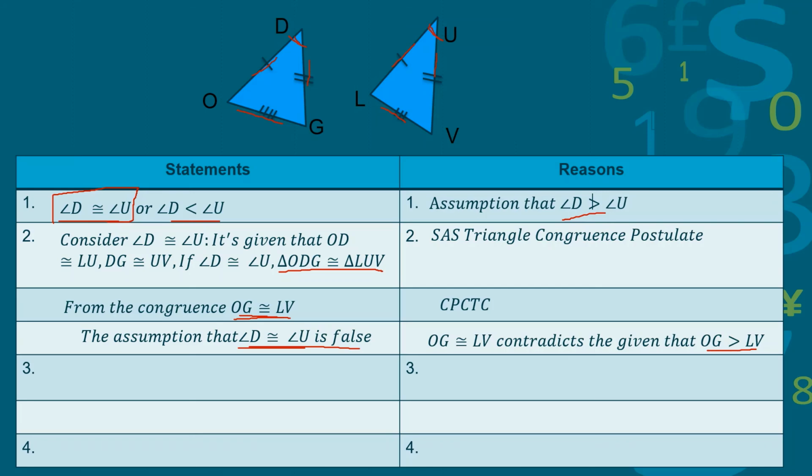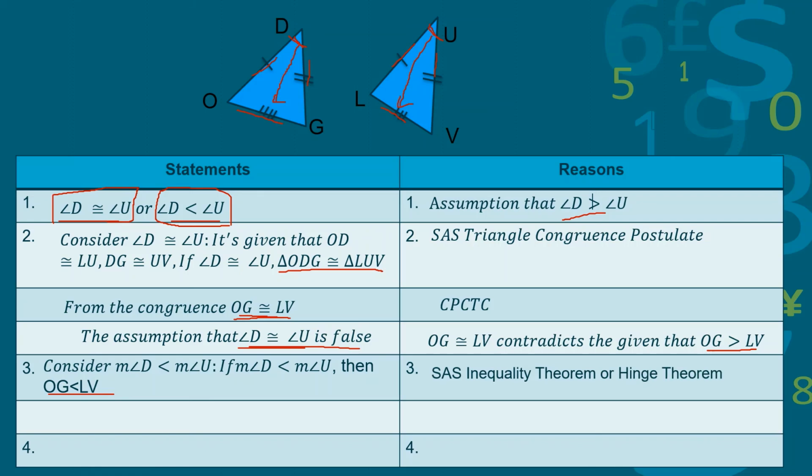Okay, now, dahil yun ay false, let us try the other assumption. Ito naman ngayon, consider natin angle D less than angle U. Kung naging less than ang angle D sa angle U, the opposite side of angle D is less than the opposite side of angle U. So, lalagay natin ngayon that OG is less than LV. Okay? And that shows the Hinge Theorem or SAS Inequality Theorem.